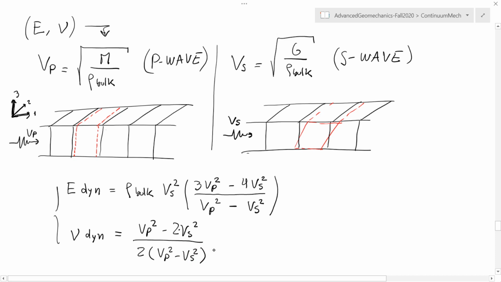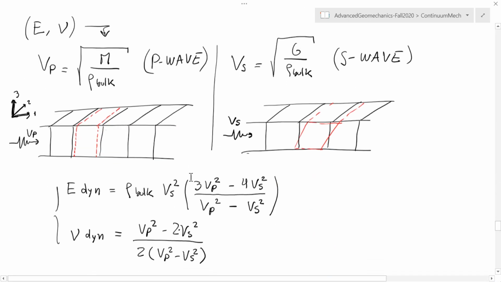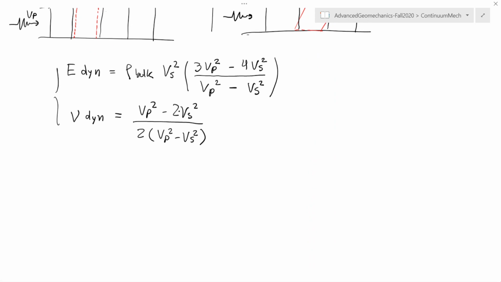Okay, so these are what are called dynamic properties, and we can also measure these in the laboratory. However, as we were saying before, we are interested in the subsurface properties that are closer to the static deformation. And let's see what is the difference between this static and dynamic modulus, because eventually what we want is that static modulus.